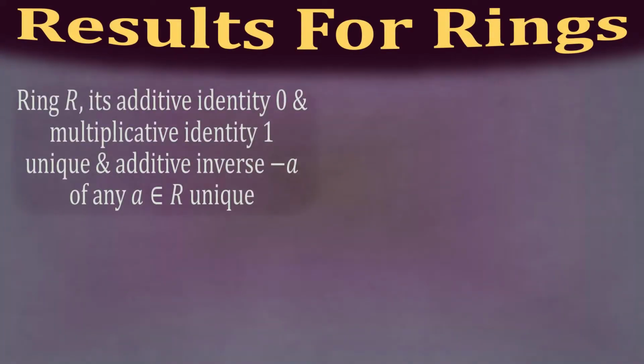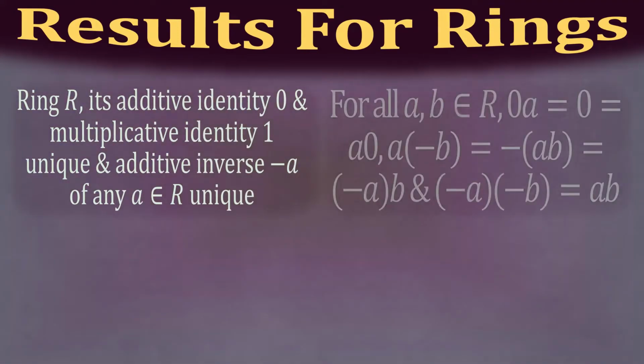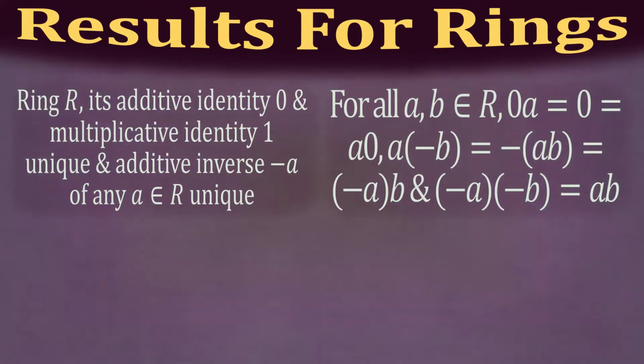Now, let's discuss some results for a ring. For a ring R, its additive identity 0 and its multiplicative identity 1 are unique, and the additive inverse -a of any element a in R is also unique. Moreover, for all a, b in R, we have that 0 times a is equal to 0, which is equal to a times 0, a times -b is equal to -ab, which is equal to -a times b, and -a times -b is equal to ab.